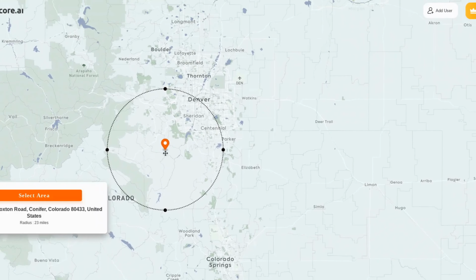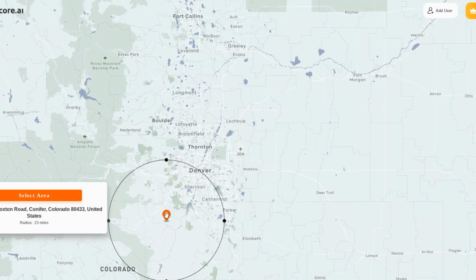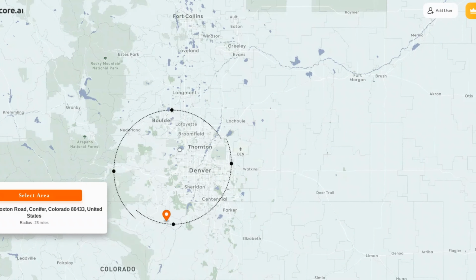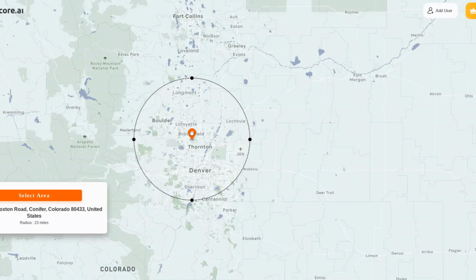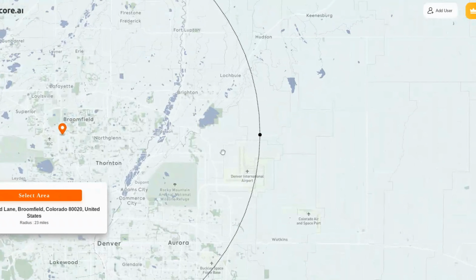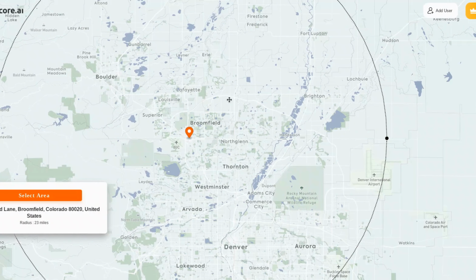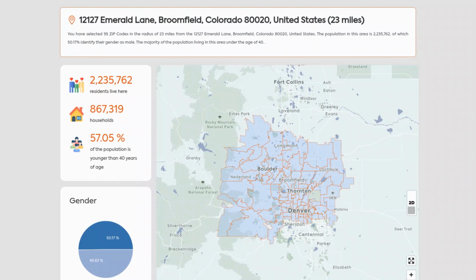You can also drop a pin in your location on the map and select a radius around it. This will give you the demographic data for that area around your business. I thought this was a really impressive feature. You can also make the radius larger or smaller. So this is good to know about the area that's immediately surrounding your business.